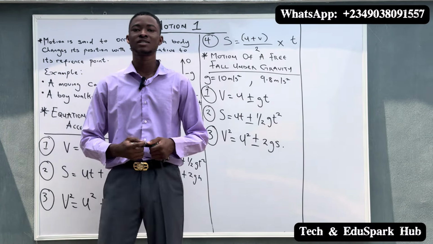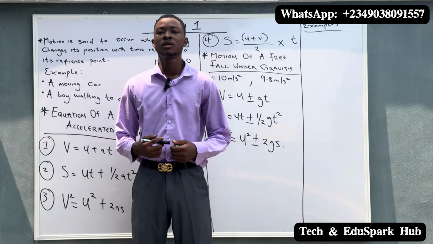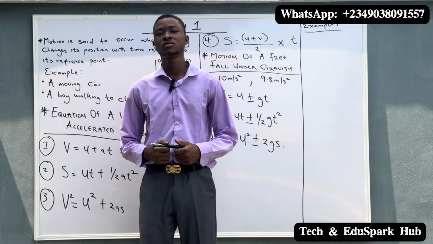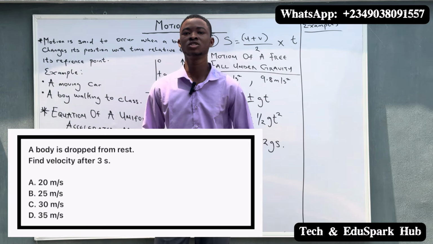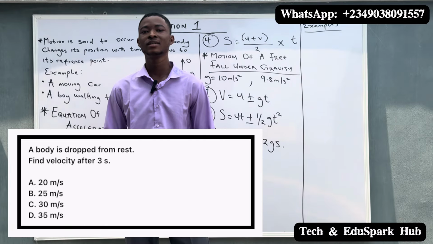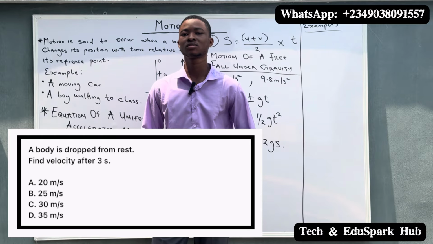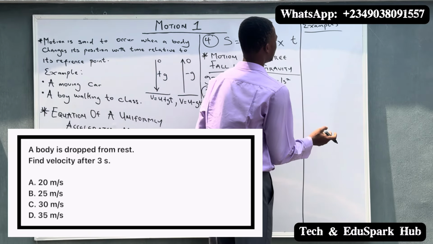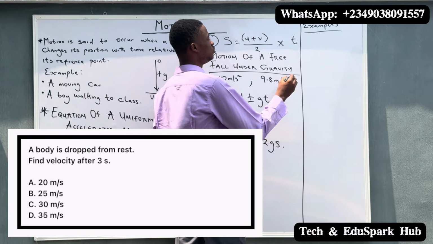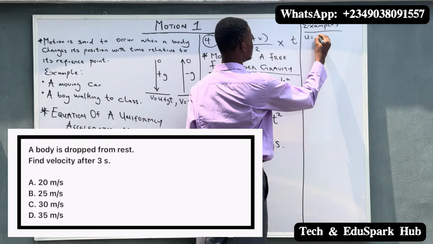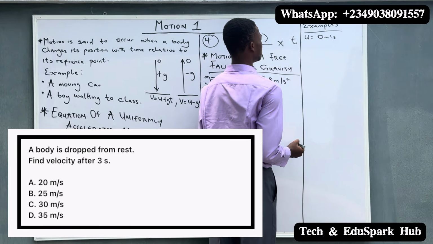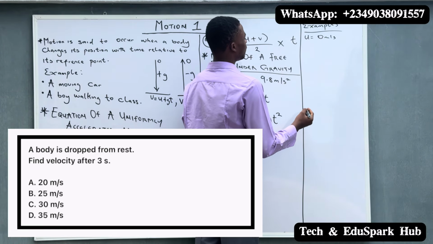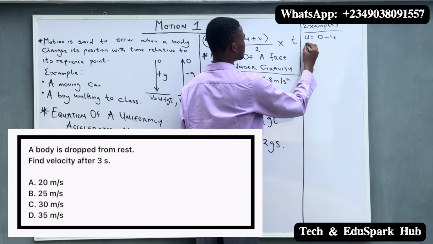So let's look at examples under this motion. The first question, as displayed on the screen, says that a body is dropped from rest. Find its velocity after 3 seconds. In this kind of question, the body is dropped from rest, so that means the initial velocity, which is u, will be given as 0 meter per second.